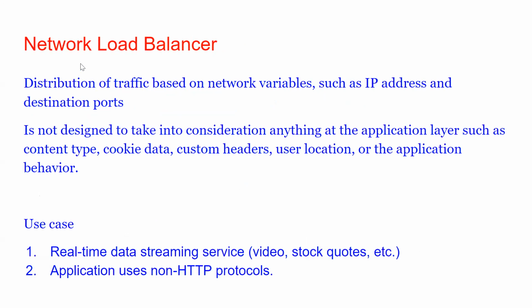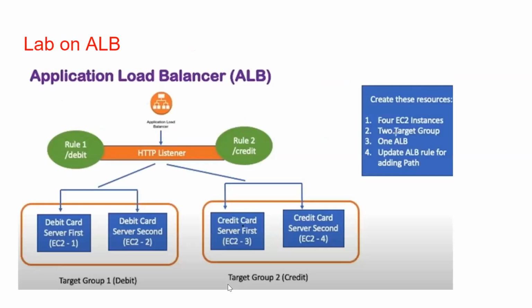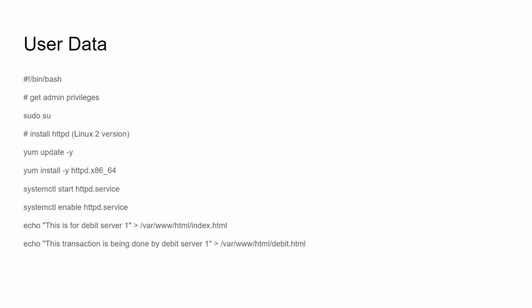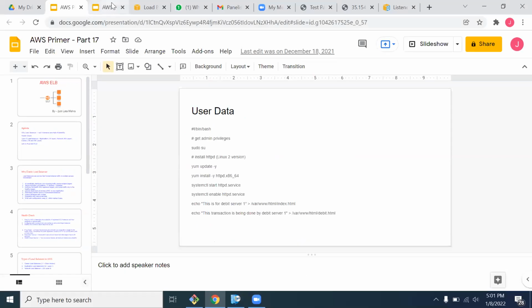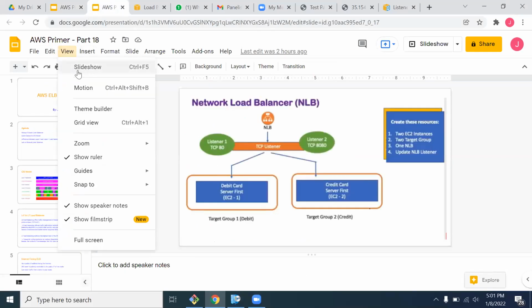This is what I told you, that NLB works on IP address and port. Use cases are real-time data streaming services or non-HTTP protocols. This is the example we did in our previous session, wherein we created rules: if the path contains debit, then go here. But in network load balancer, we just added a rule for the port. If it's port 80, go here. If it's port 8080, go to this target. So same thing here.